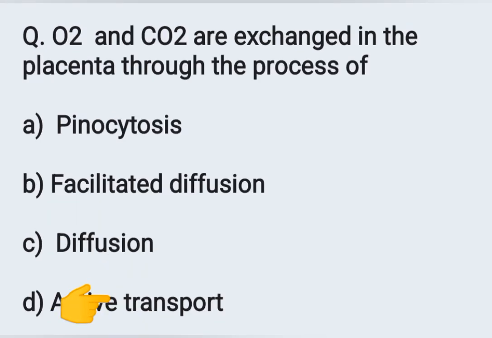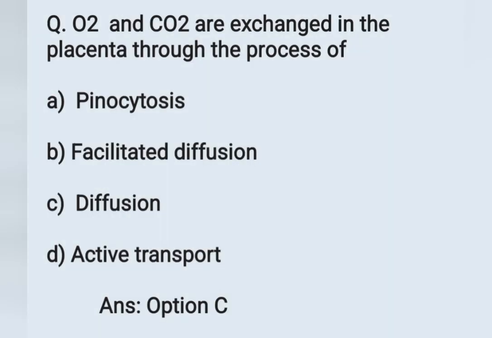Move on to the next question. Oxygen and carbon dioxide are exchanged in the placenta through the process of: option A pinocytosis, option B facilitated diffusion, option C diffusion, option D active transport. Oxygen and carbon dioxide are exchanged in the placenta through the process of diffusion. Option C is the correct answer.